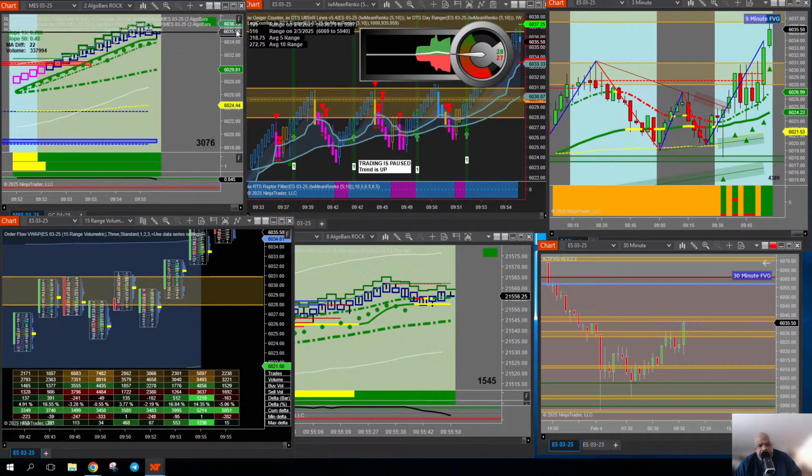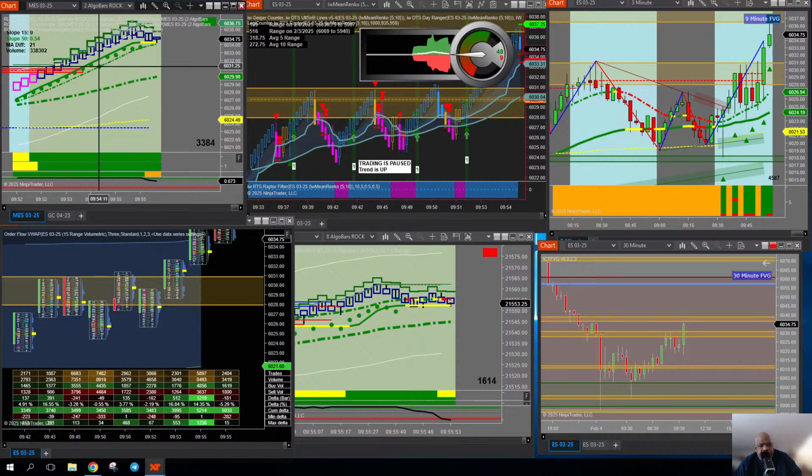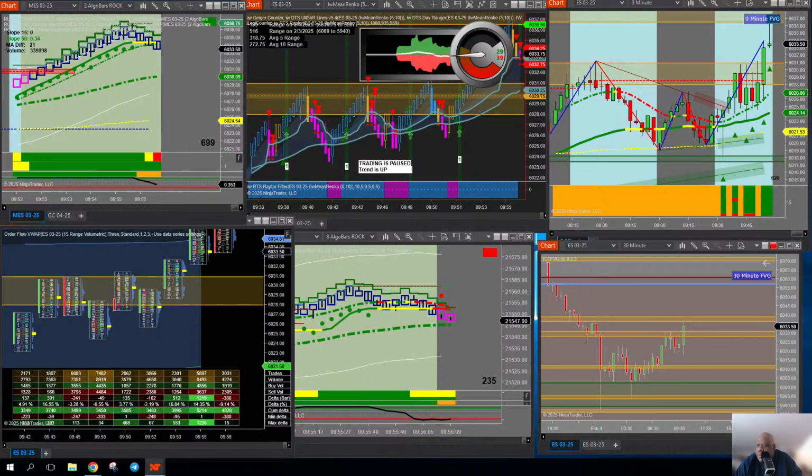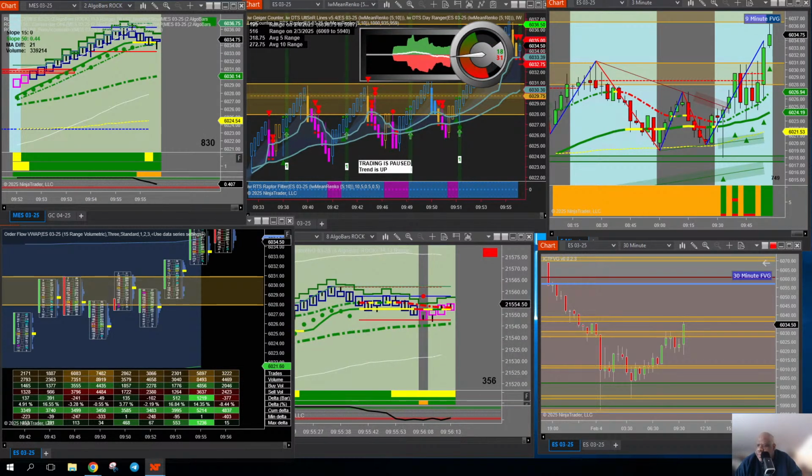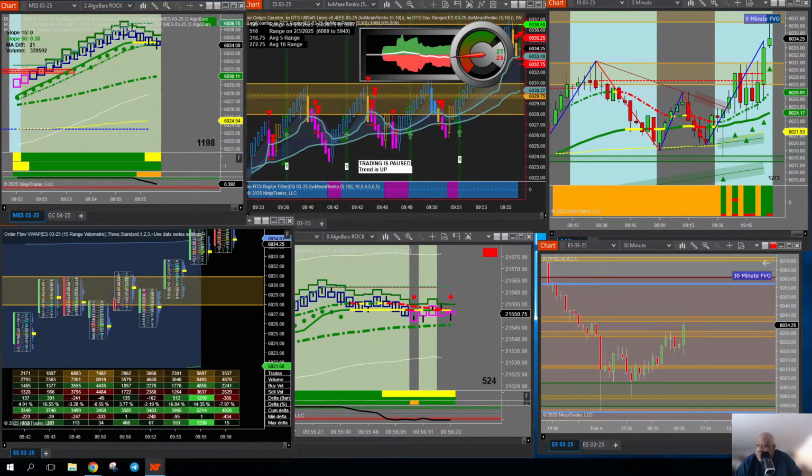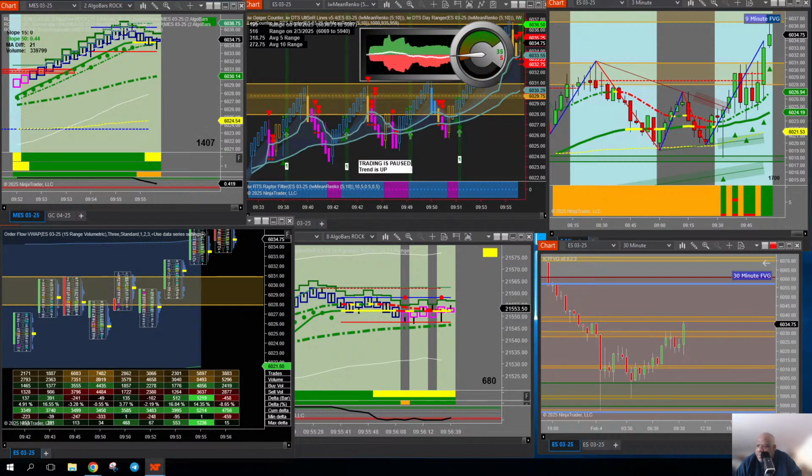For ES, we would want to see a pullback if we were to engage long. Probably about 31. If we come back to 31 here, we might be interested in buying. Let's see. Yeah, we need a pullback. We can't be jumping like this.